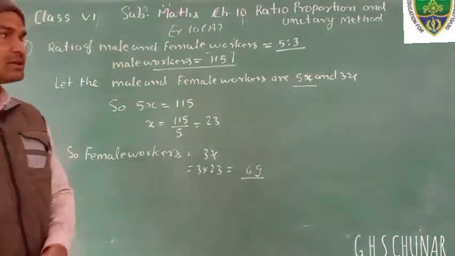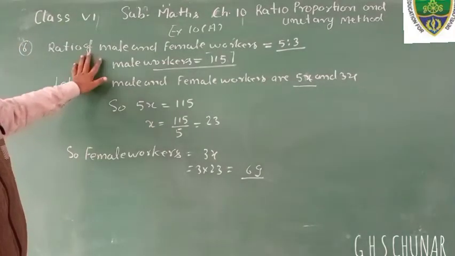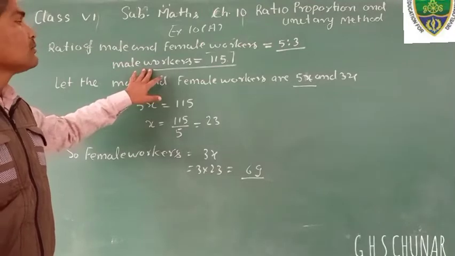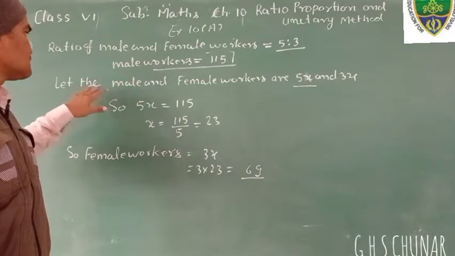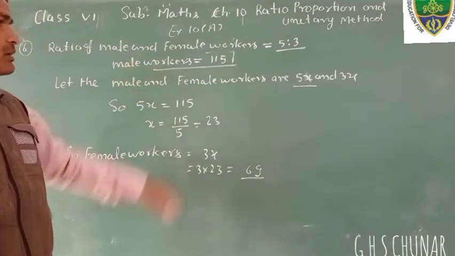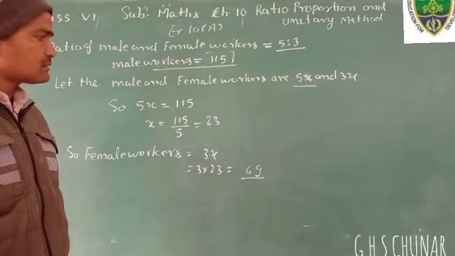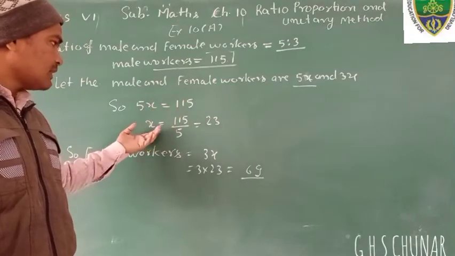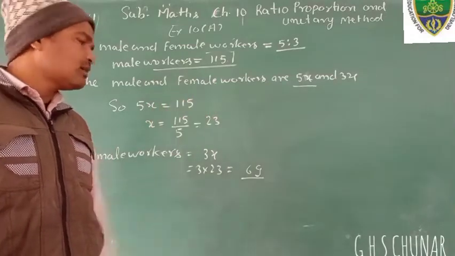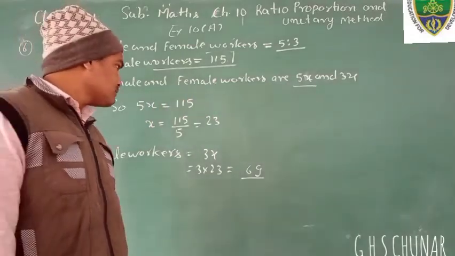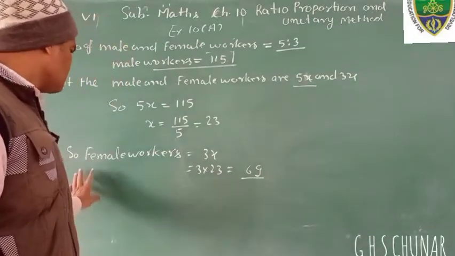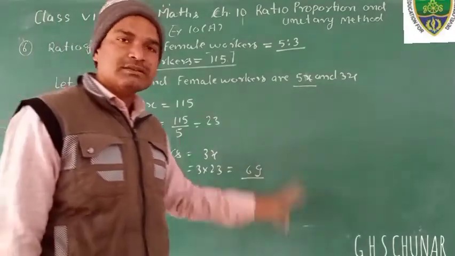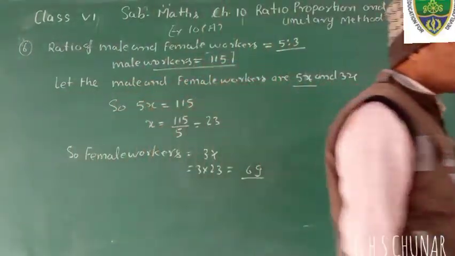Okay, you note it. In this question, the ratio is given and the male workers are given. First, we suppose that the male and female workers are 5x and 3x. So 5x is equal to 150, so x is equal to 150 upon 5. So female workers will be 3x, that is 3 into 23, that is 69. Okay, note it.